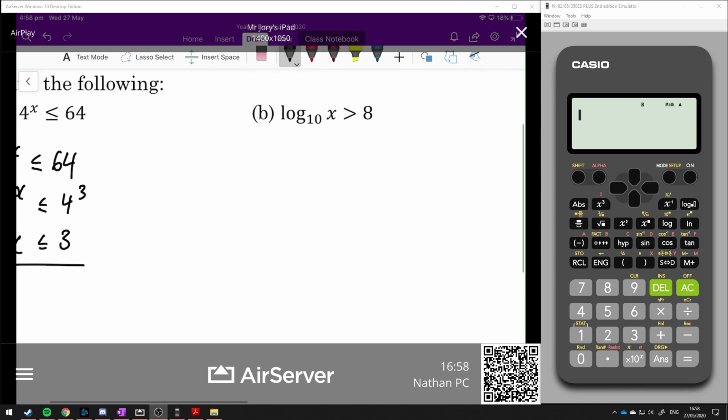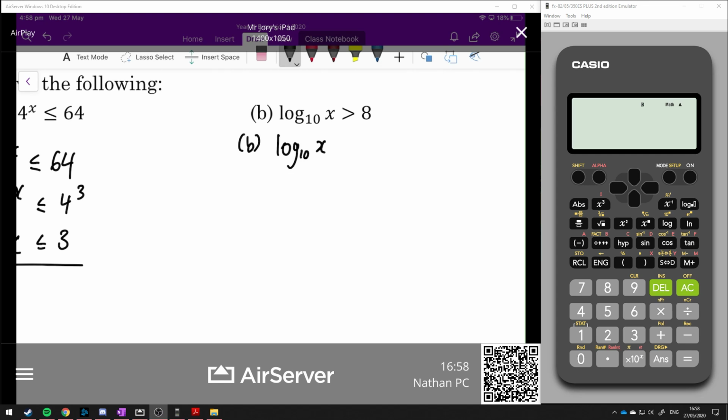Now, part B is a little bit different, in that we've got a logarithm. So we've got log base 10 of x is greater than 8. So what this is basically saying is 10 to the power of 8 is equal to what? Just think about the exponentials. How do I rewrite this as an exponential? It's base 10, power of 8 is greater than x.